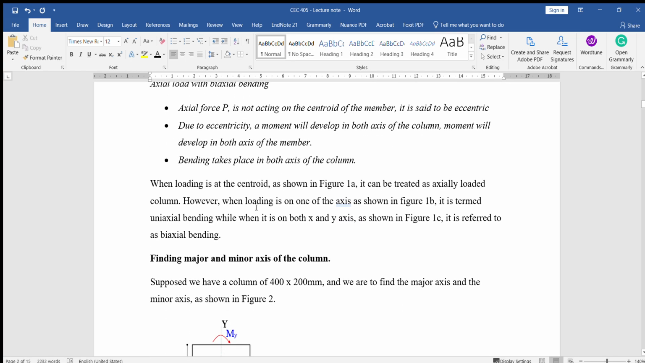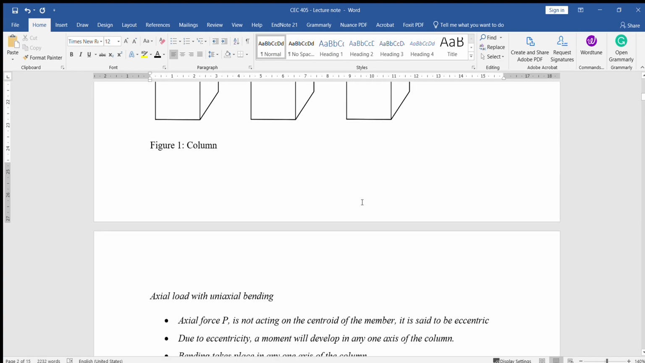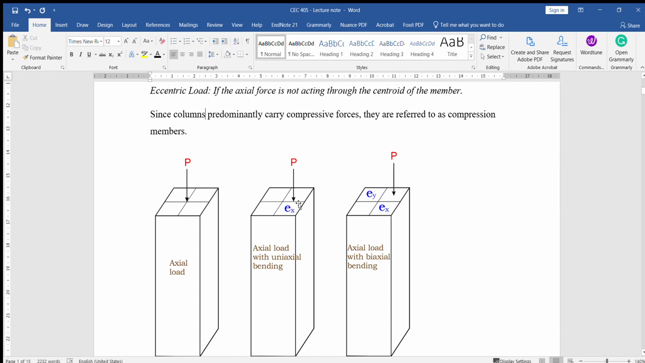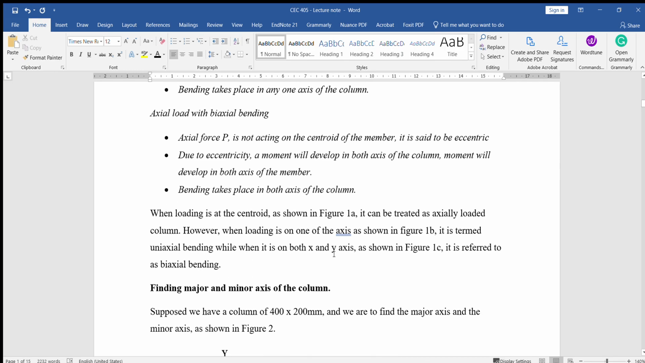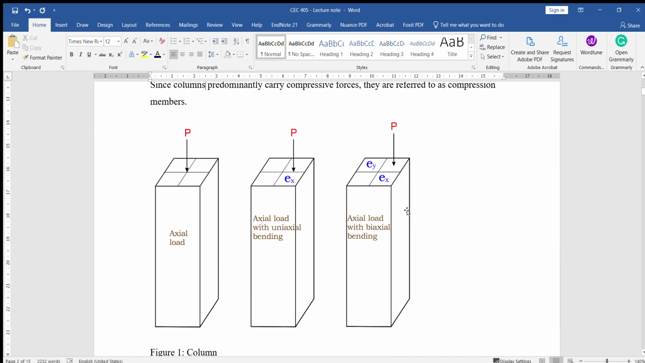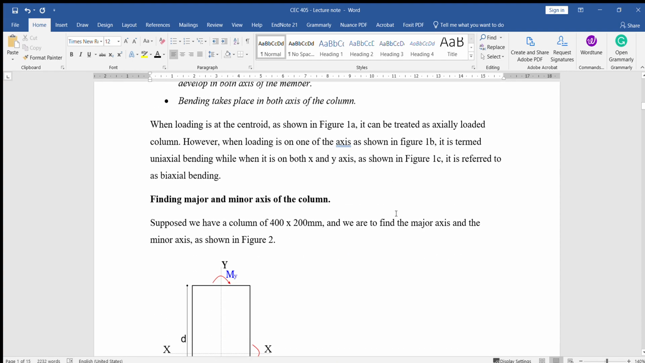However, when the loading is on one of the axes, as shown in figure 1b, you can see it's only on one axis, x, then it is treated as uni-axial loading. Now, when it is on both x and y axes, as shown in figure 1c, it is referred to as biaxial. That is, it has moved some distance away from the centroid in the x axis and some distance away from the y axis, as you can see here. So that's why we have it as biaxial bending.